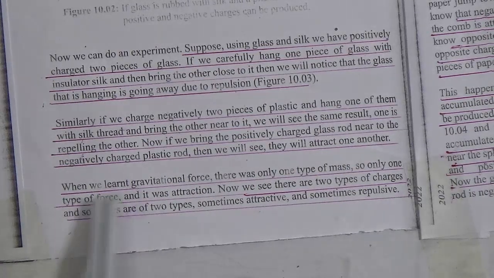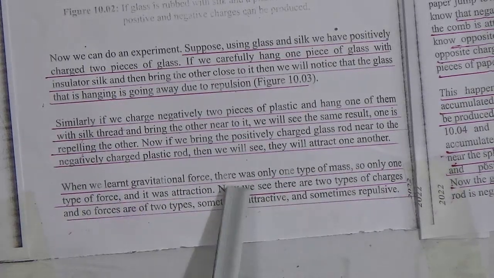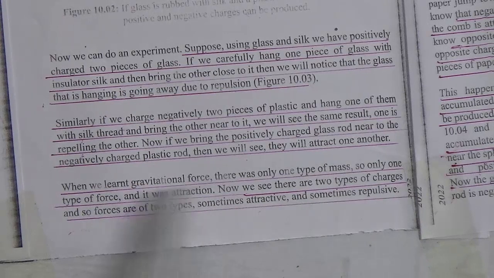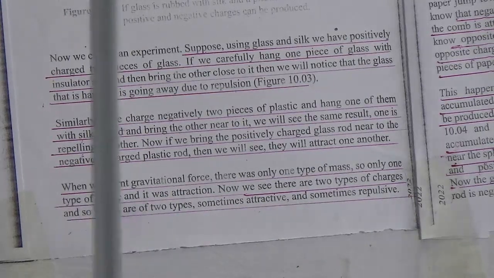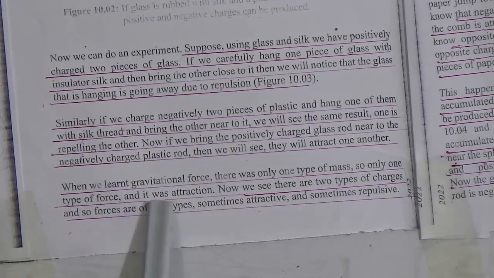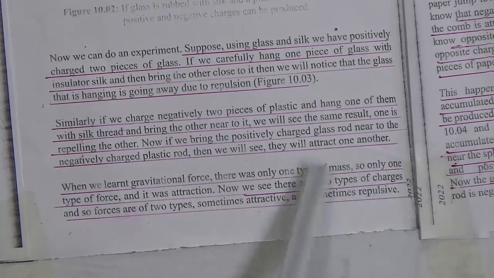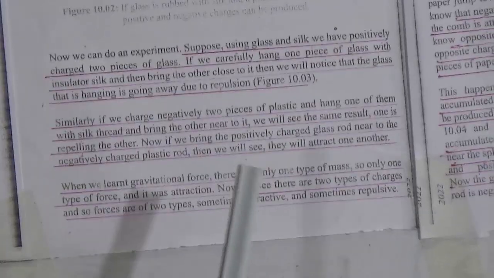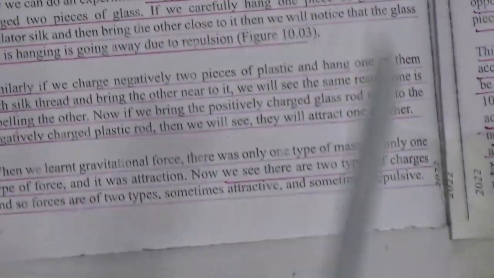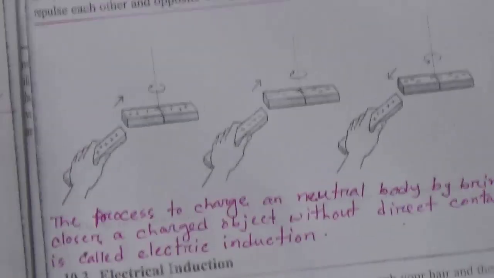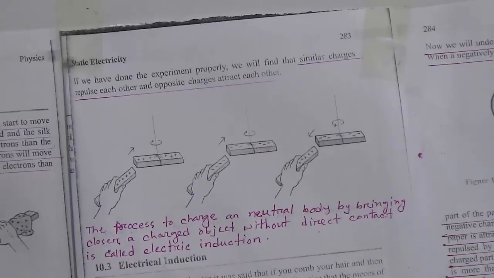When we learned gravitational force, there was only one type of mass and one type of force, and it was attraction. Now my dear students, we see here two types of charge, and the force is sometimes attractive and sometimes repulsive. Okay, now come to the next topic, electrical induction.